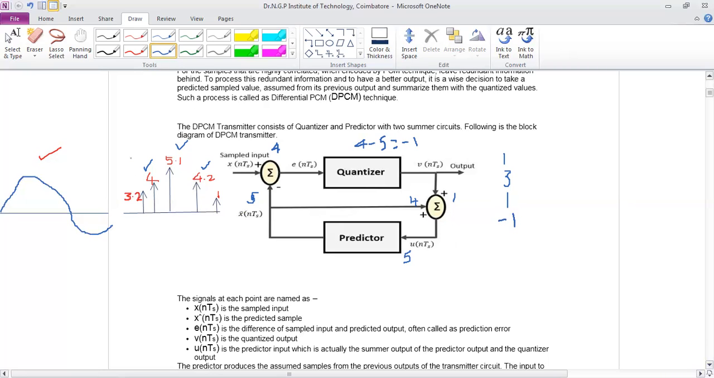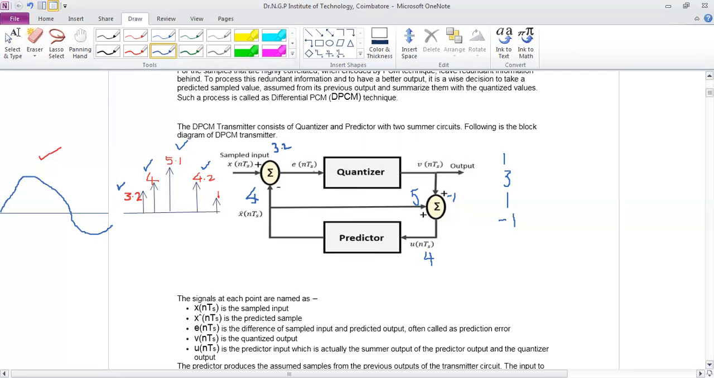In a similar fashion, the next sample we have gives minus 1. My previous value is plus 5. What is my update of the predictor? 5 minus 1, we will get 4. So the predictor is updated to 4. And what is my present input? My present input is 3.2.